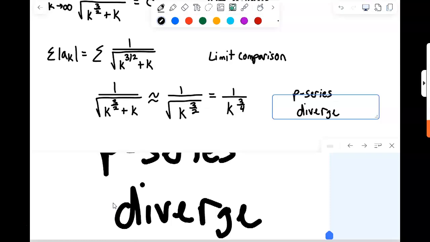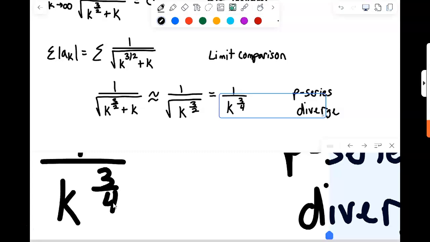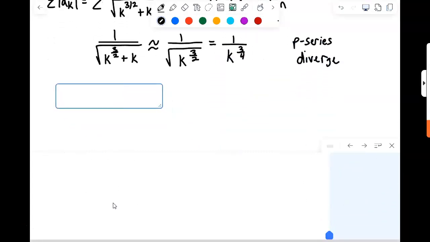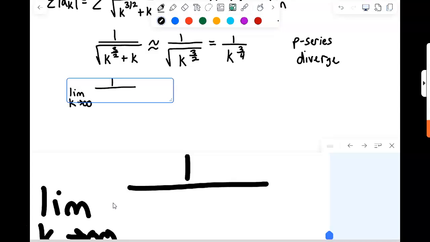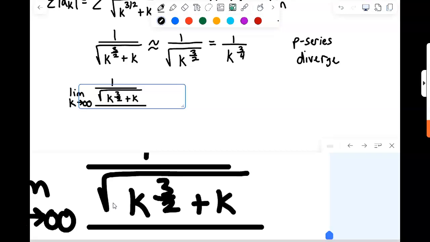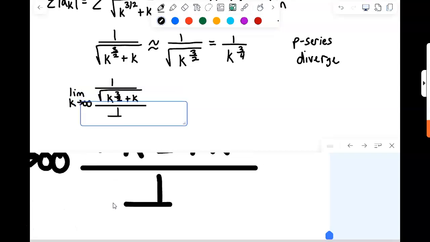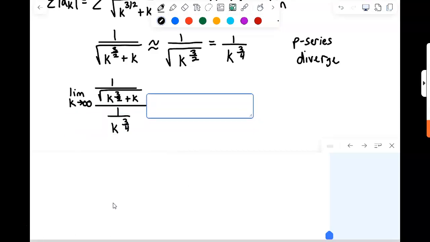And we do that, remember, by taking the limit of our series divided by our comparison series. So let's do that. Limit, as k goes to infinity, of 1 over the square root of k^(3/2) + k, all over 1 over k^(3/4). So the 1 over k^(3/4) will jump up top.